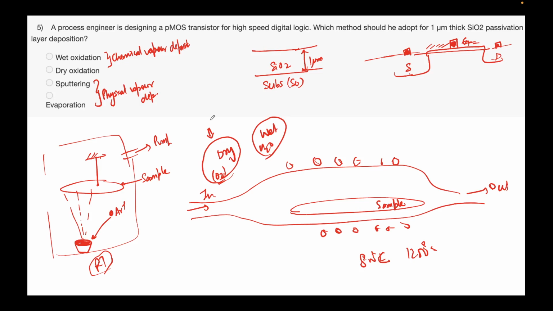For a gate dielectric, because it's thinner, only a few nanometers, 5 nanometers or 10 nanometers, if it's a gate dielectric, then I'll definitely go for dry oxidation. But for this specific application, I'll choose wet oxidation. Simple as that.